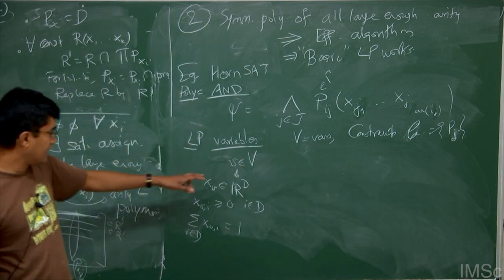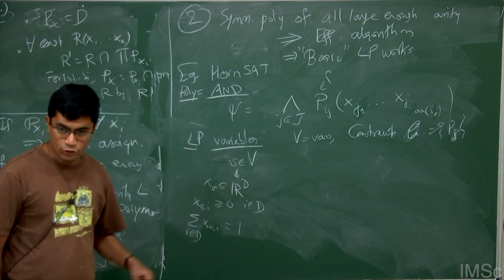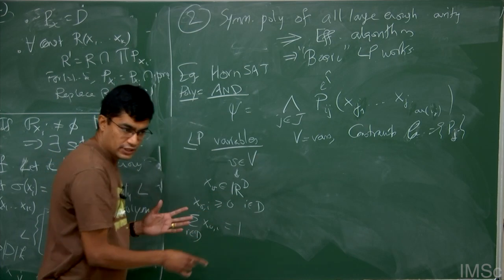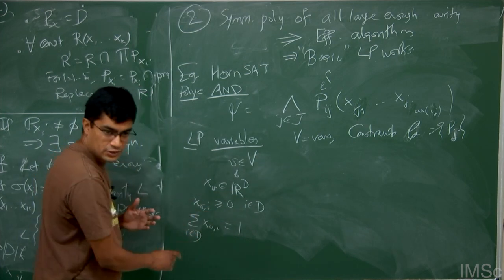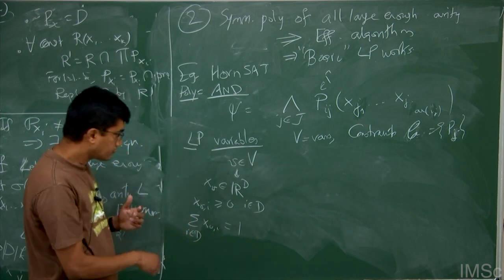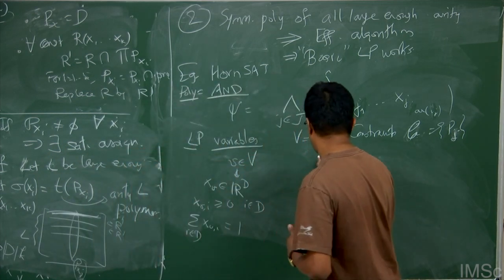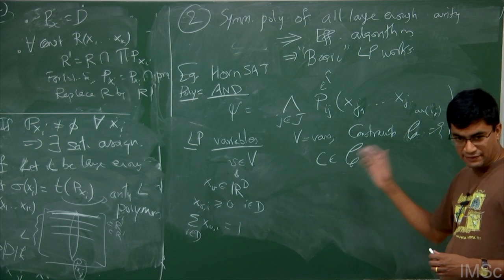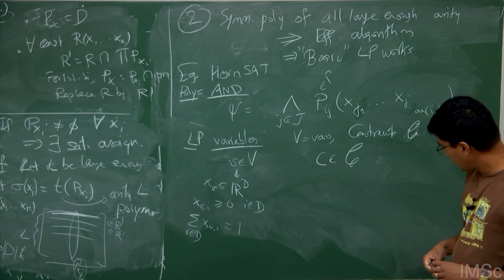So basically, for each variable, instead of asking you for a value in D, I will ask you for a distribution of values in D. So these will be my LP variables at the variable side. Okay, now for each constraint C in the constraint set, this will have some arity and so on.